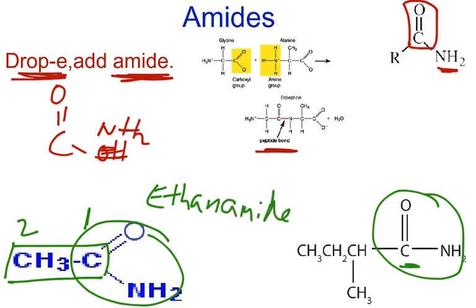A-M-I-D-E. Now notice we don't have to put a number because anytime you have an amide group, it's already understood that it's going to be at carbon number 1. The C double bond O NH2 will always be carbon number 1, so you don't have to put 1 ethanamide.